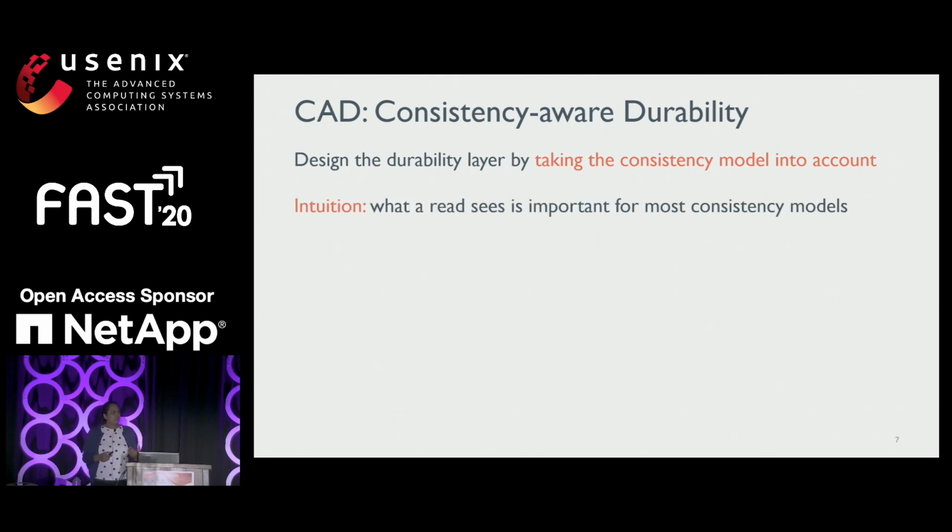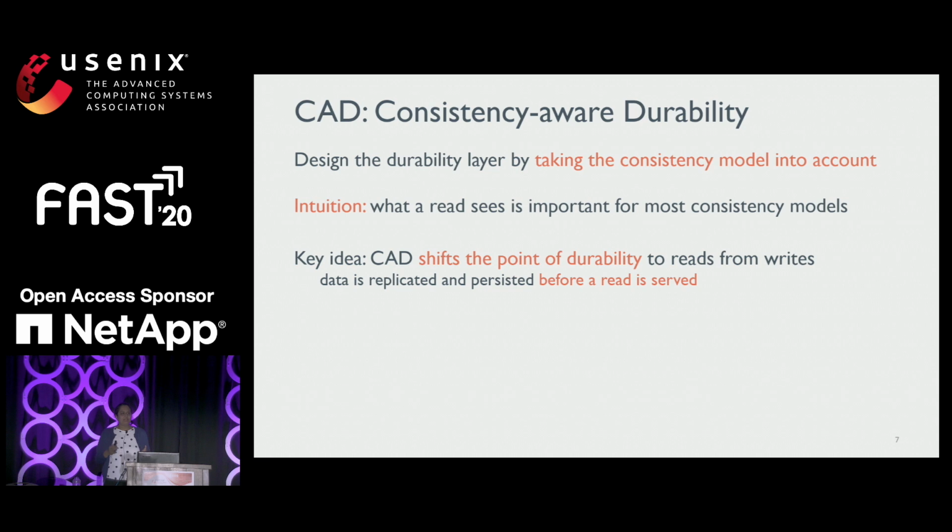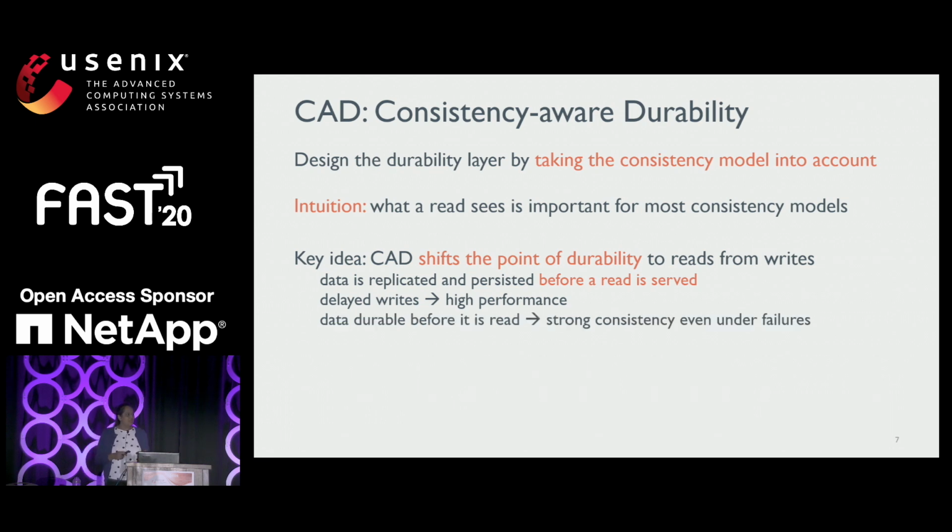So we realize that what values reads see is important for most consistency models. And with this key realization, the key idea here is to shift the point of durability from writes to reads. That is, the system would ensure that the data is durable by replicating it, persisting it on many nodes before serving out the reads. By delaying the durability on writes, we get good performance. But at the same time, by making sure that the data is durable before it is returned on reads, we get stronger consistency guarantees, even in the presence of failures.